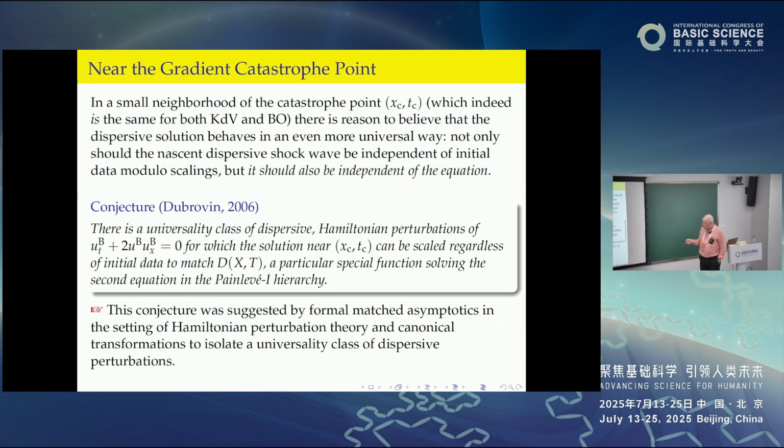He said there should be a universality class of dispersive Hamiltonian perturbations of the inviscid Burgers equation for which the solution near the shock point for the Burgers problem can be scaled, regardless of initial data and regardless of the equation in the universality class, to match a certain canonical function, I'm going to call it D for Dubrovin, of (x, t). What it is, it's a special function that solves the second equation in the Painlevé-I hierarchy. And this conjecture was suggested by some matched asymptotics and canonical perturbation theory and so on.